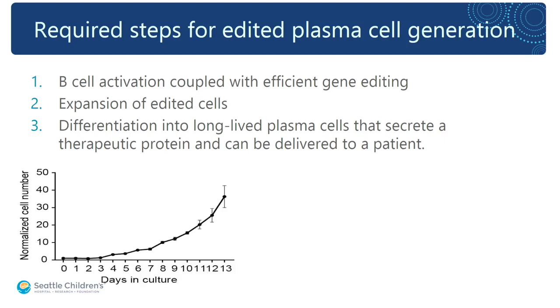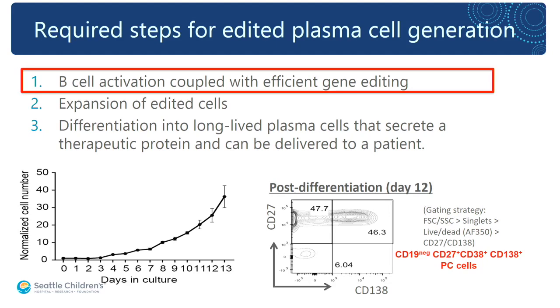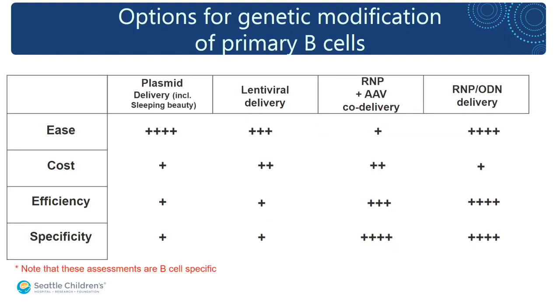So in the interest of time, I'm only going to really talk about number 1 here, but I can show you we can expand these cells in vitro, and using our differentiation methods, we can turn them into the phenotype of a long-lived plasma cell. But the key thing is, can you do anything at the beginning to get them edited?